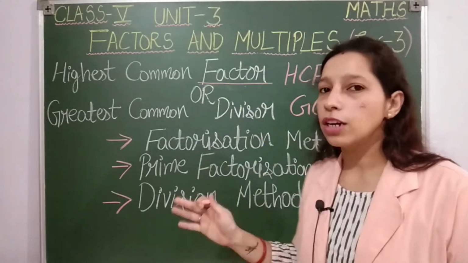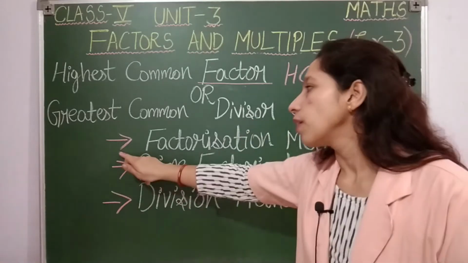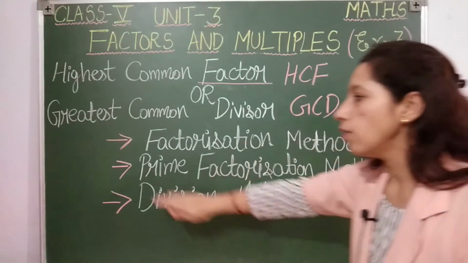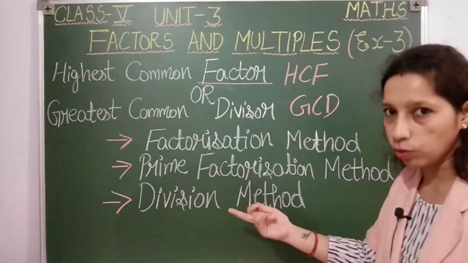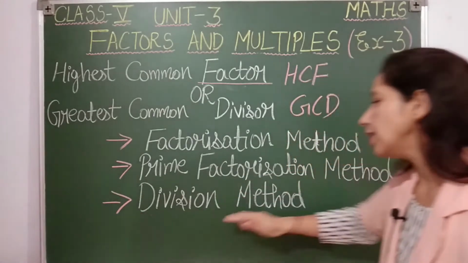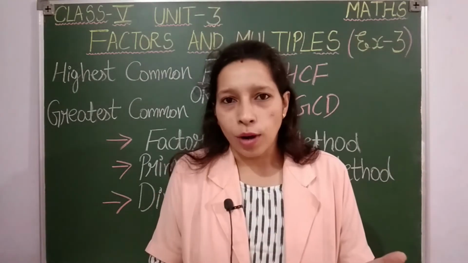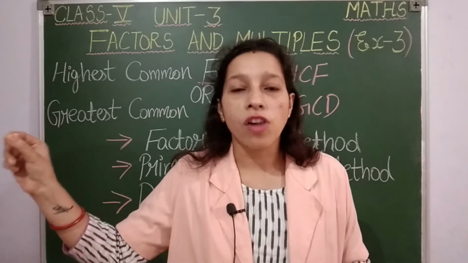There are 3 methods to calculate HCF, students. There are 3 ways to find HCF. First way is HCF by factorization method. Second way is HCF by prime factorization method, which you already know. Third one is the division method, HCF by division method. Whatever I have said will not be understood right away. When will it be? When you solve it practically.